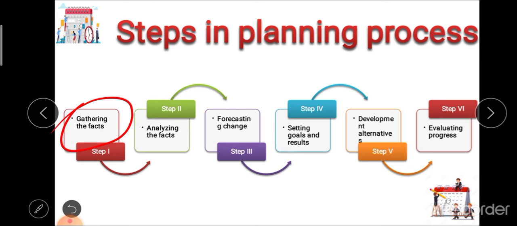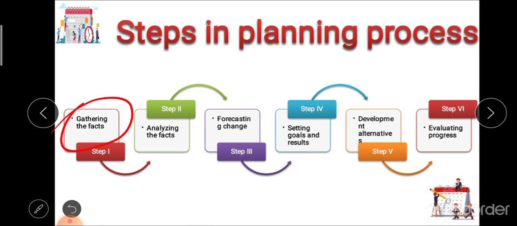After forecasting change, the next step is setting of goals and result. Goals cannot be set in a vacuum; they must be attainable. The goal must be formed as a consequence of gathering facts and analyzing those facts. Then the goals should be aimed toward organizational operation. Whatever goal you set must achieve the organization's objectives.